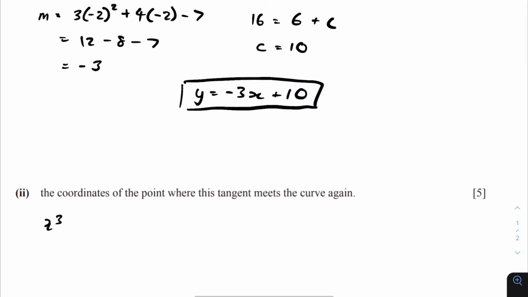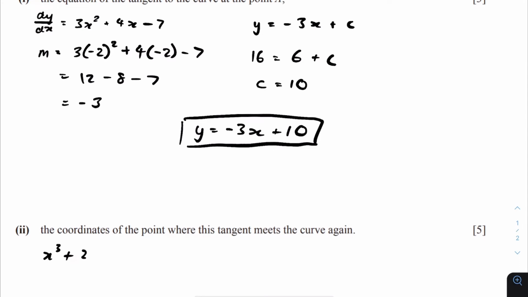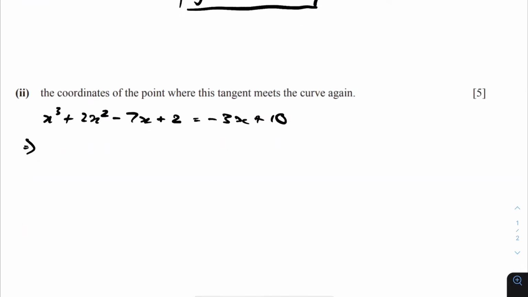x cubed plus 2x squared minus 7x plus 2 is equal to negative 3x plus 10. Which means we can bring everything to one side to make it x cubed plus 2x squared minus 4x minus 8, sorry, not minus 12, minus 8. And we can actually write this as x plus 2, x squared plus bx minus 4.